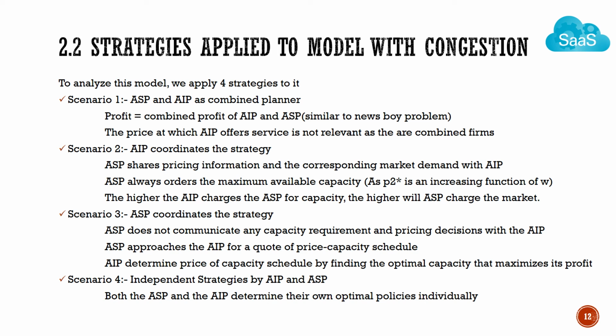And when the ASP is coordinating the strategy, ASP does not communicate any capacity requirement and pricing decisions to the AAP. So ASP will just approach the AAP for a price quote for the capacity schedule. AAP will also determine the price of the capacity schedule by doing an optimal capacity calculation that will maximize their profit, which is their objective in turn. And when there are independent strategies, where AAP and ASP determine their own strategies, they will decide the optimum policies individually without discussing with each other.